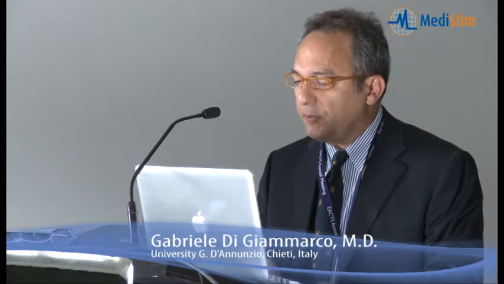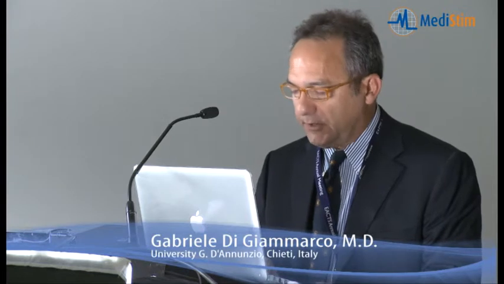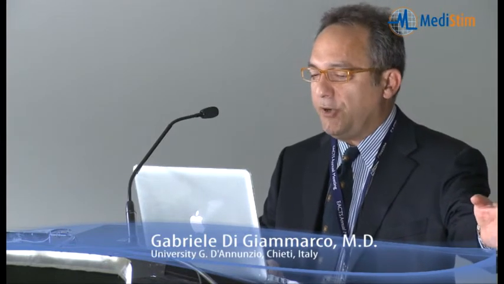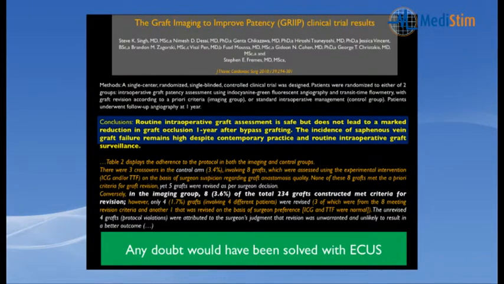But going deeper into the description of the study, there were 3 crossovers in the control arm, 3.4%, involving 8 grafts, which were assessed using the experimental intervention, indocyanine green or transit time flow measurement, on the basis of surgeon suspicion regarding graft anastomosis quality. None of these 8 grafts met the a priori criteria for graft revision, yet 5 grafts were revised as per surgeon decision.